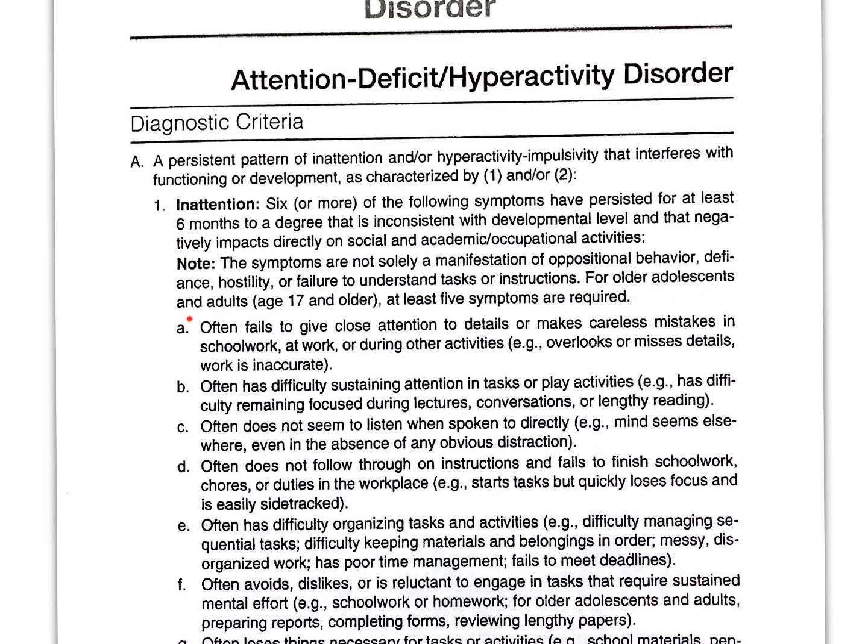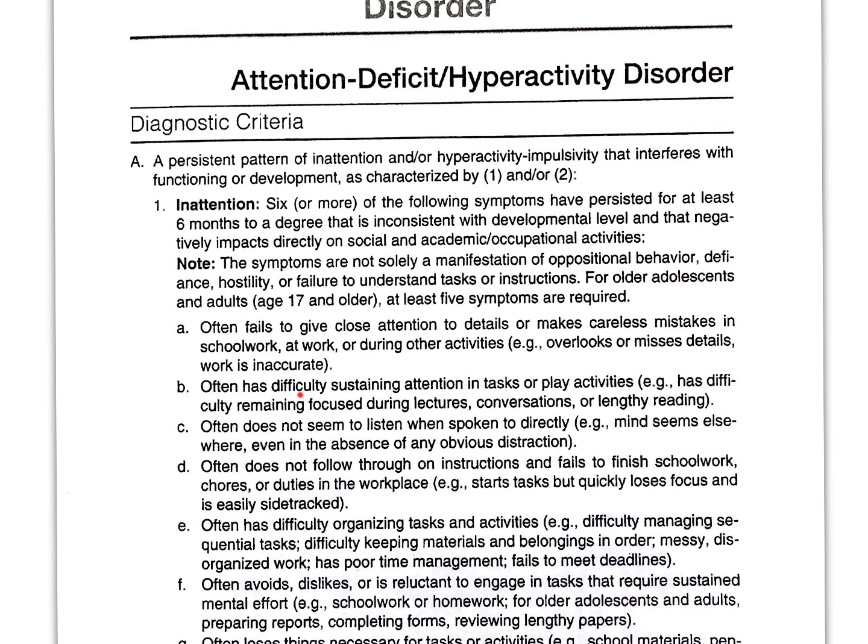For older kids and adults, at least 5 symptoms are required. So if they're under age 17, you need 6. If they're age 17 or older, you only need 5 symptoms. So point A, this is one, you'd have to have 6 of these or 5 of these depending on the age in order to meet the criteria for the inattentive type. So A, often fails to give close attention to details or makes careless mistakes in schoolwork or at work or during other activities. Some examples: overlooks or misses details where the work is inaccurate.